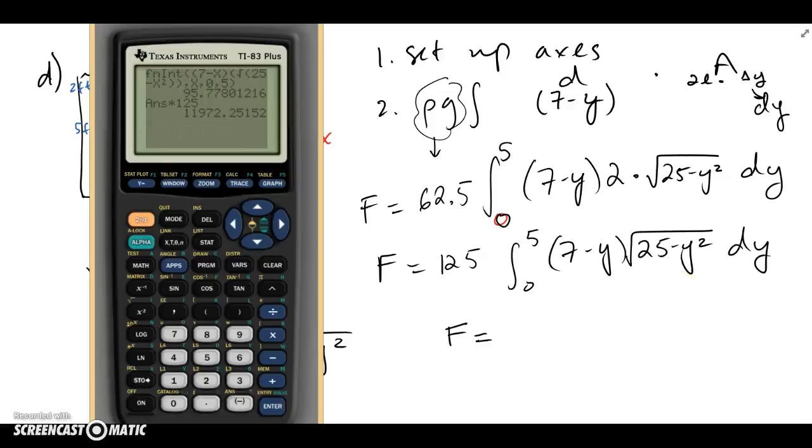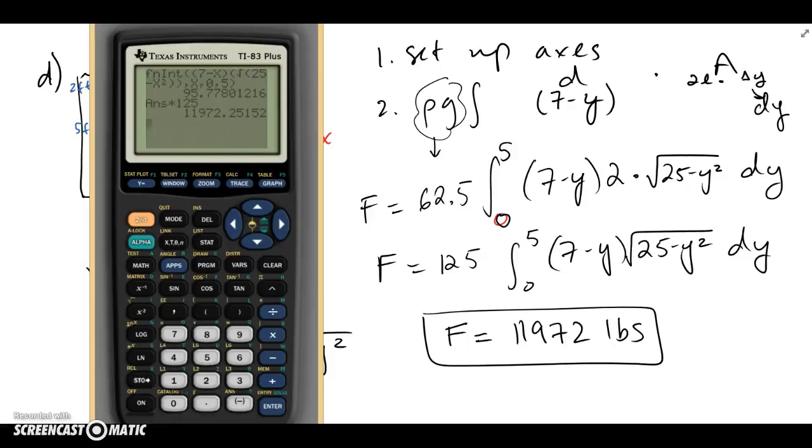So I put this piece into my TI, 7 minus x times the square root of the quantity 25 minus x squared dx from 0 to 5. I got that, and then I multiplied the result by 125, and it looks like the answer is approximately 11,972 pounds. Remember, we're in the US system, so pounds is the unit. So we approximated the force due to water using our TI calculator. Now let's quickly look at how you would integrate this by hand if needed.